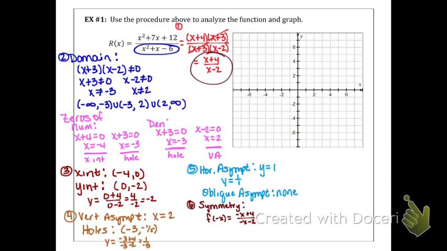If I can, it's even. If all of my signs change, then it's odd. And if it's a mix, then it's neither. Well, as we can see here on this one, the x's changed sign, but the constants did not. So therefore, this is a mix, so this is neither. It's neither even nor odd, which means its symmetry is none.